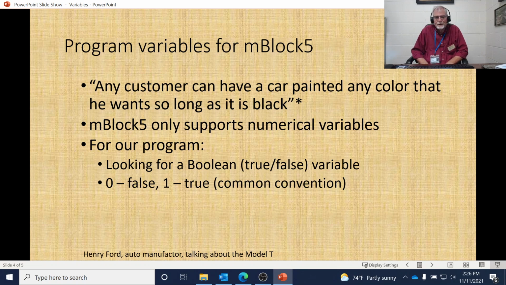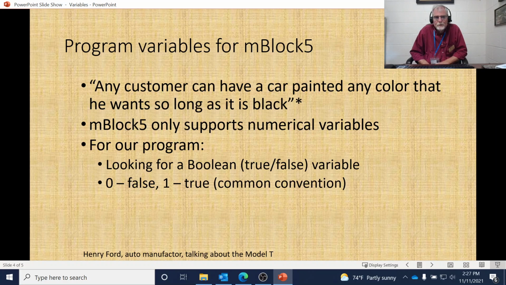Okay, this first line: any customer can have a car painted any color they want so long as it's black. That is a quote from Henry Ford about the Model T. mBlock only supports numerical variables. It doesn't support character variables or date variables or anything like that.